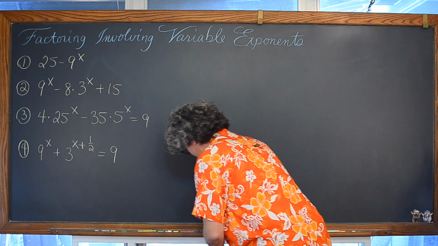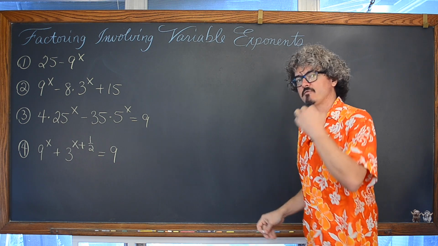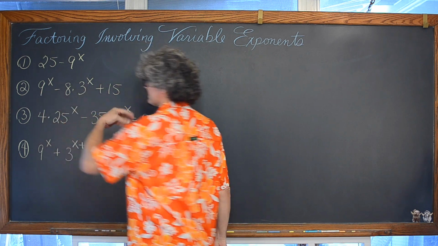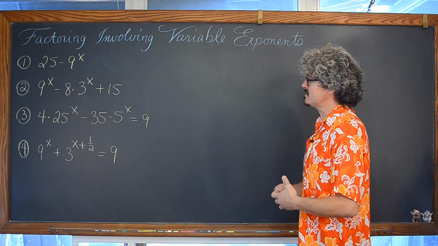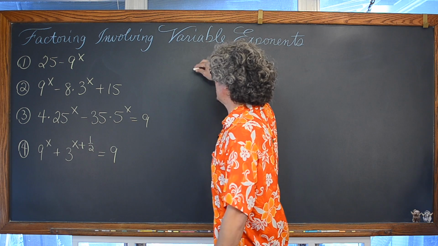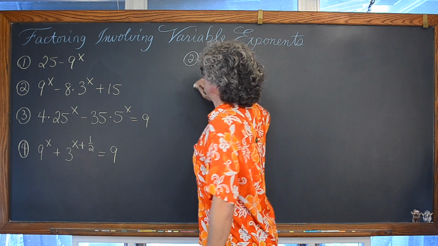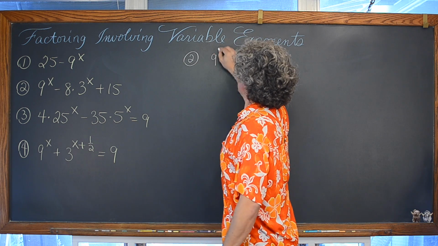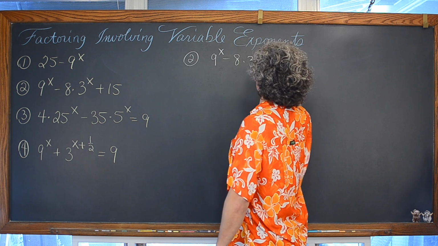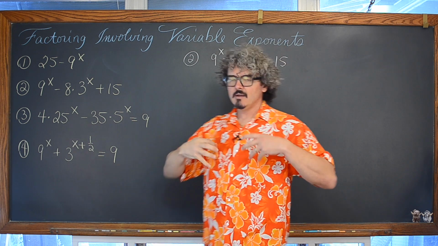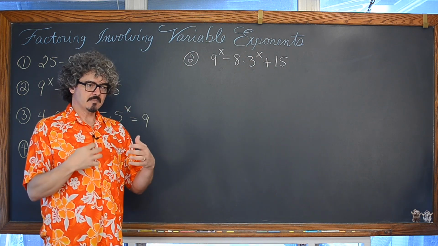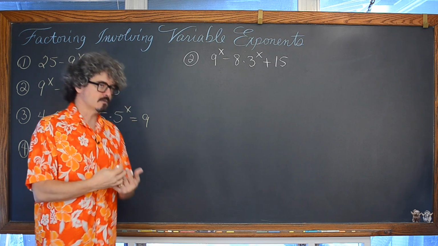Your extra difficulties coming from these problems is coming from the fact that you're used to having variable bases and not numbers, not being able to actually see what that common base is with those powers applied to it. Usually the power is the one that's constant. So number 2, we have our 9 raised to the power of x minus 8 times 3 to the x plus 15. Now, I said at the beginning of the video this was going to be a quadratic pattern.